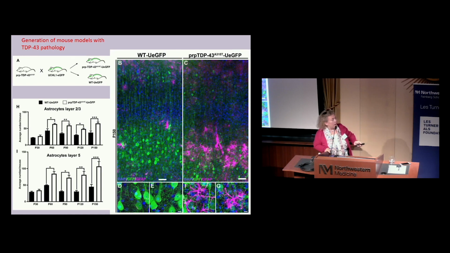And we looked at the time, like when does this start? And are there really astrocytes in layer 2-3? And layer 2-3 is important because that is where the most modulation of upper motor neurons takes place.